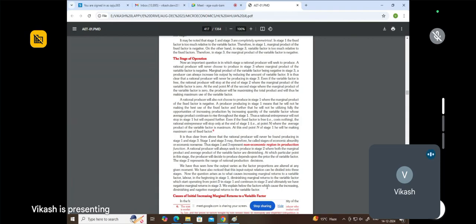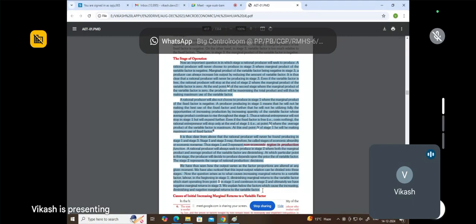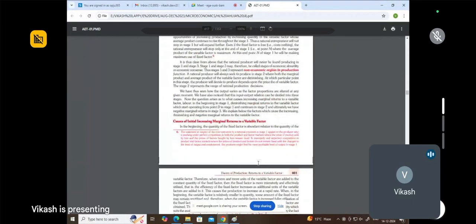It is given which stage is the stage where a rational producer will seek to produce. A rational producer will never choose to produce in stage 3 because the marginal productivity of labor is negative, whereas in stage 1 the marginal productivity of the fixed factor is still positive, meaning the fixed factor is still able to give you more production. So why stop at stage 1? That is given in this paragraph. Keep this as an answer to the question given in the question bank.